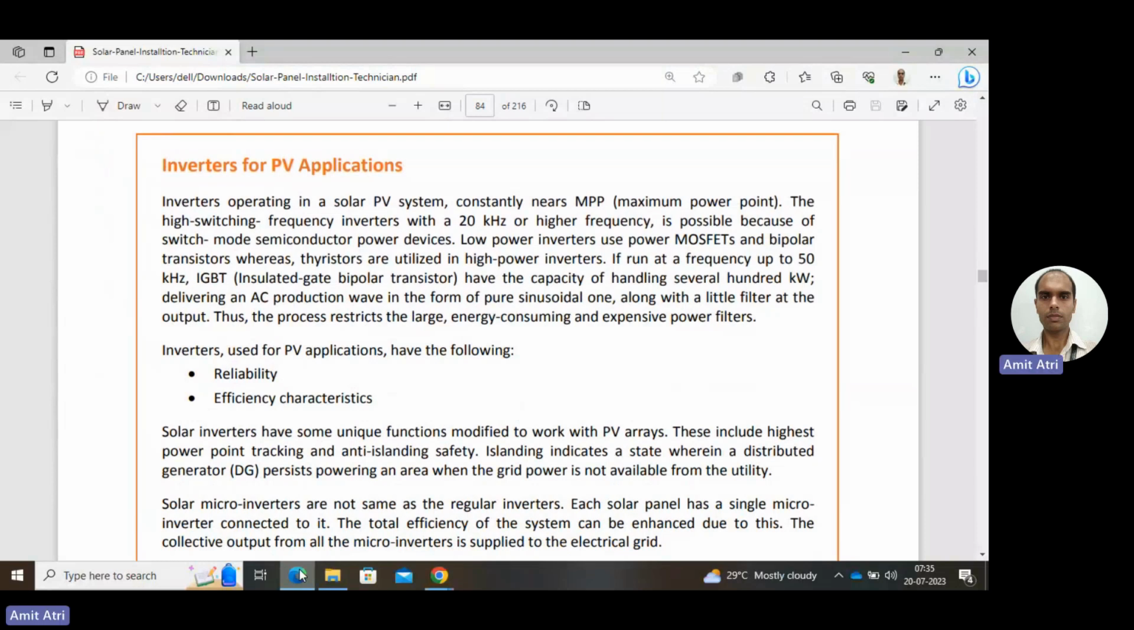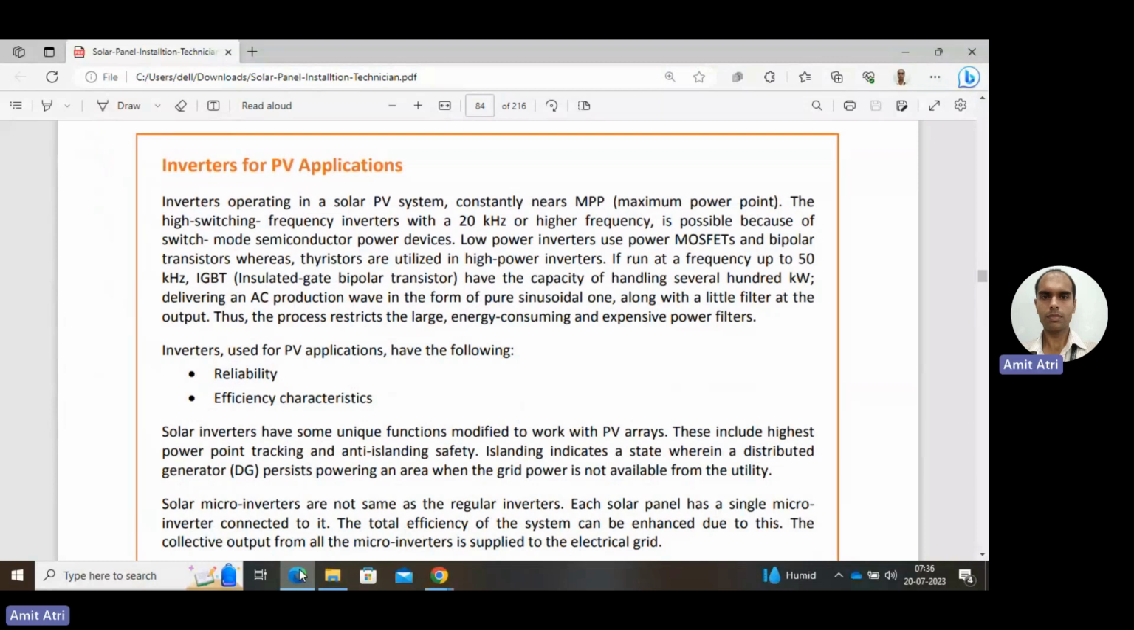If a frequency of up to 50 kilohertz or even more, a very high frequency, is needed, then IGBTs, that is insulated gate bipolar transistors, are preferred. They have the capability to handle several hundred kilowatts of power, delivering an AC output wave. Again, the output should be pure sinusoidal, so we are getting it from the IGBT. So the process restricts large energy consuming and expensive power filters.